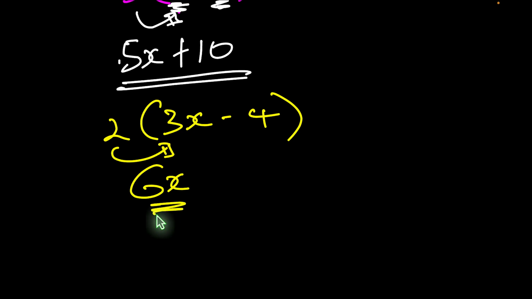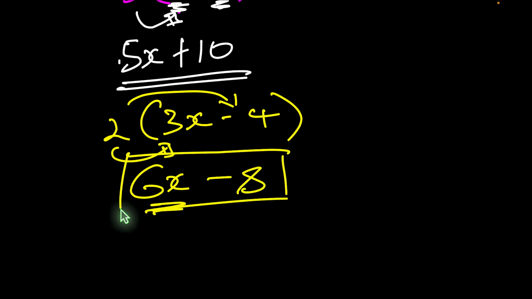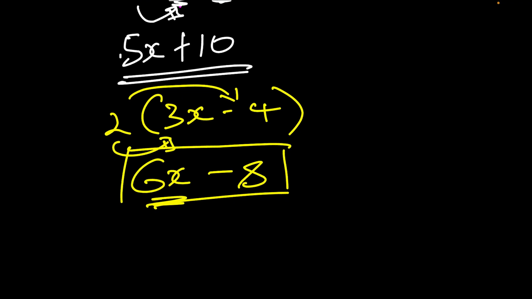And then we go for 2 times that negative 4 there. And now we have to be mindful of the minus. So we have 2 times 4 is 8, but 2 times negative 4 is negative 8. And that leaves us with our final answer, because remember, these are unlike terms, so we can't really add or subtract them. All right, brilliant.